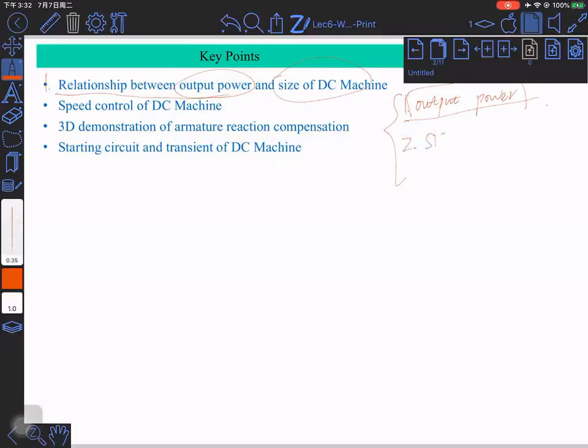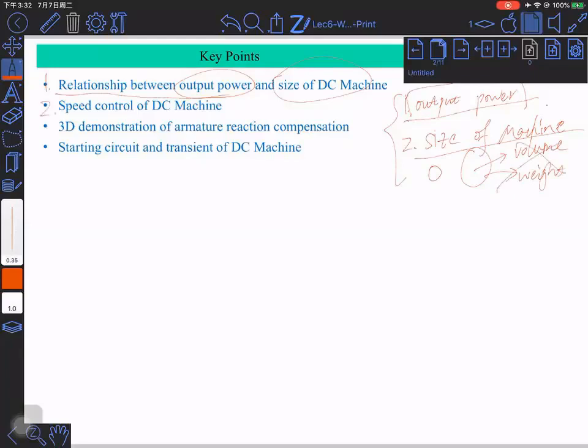Secondly, we want to know the size of the DC machine that can deliver the power. Most people prefer compact design, because if you can have a small size DC machine, you don't want a huge size DC machine doing the same job, because it's going to increase the volume and possibly increase the weight of your system. This is undesirable.